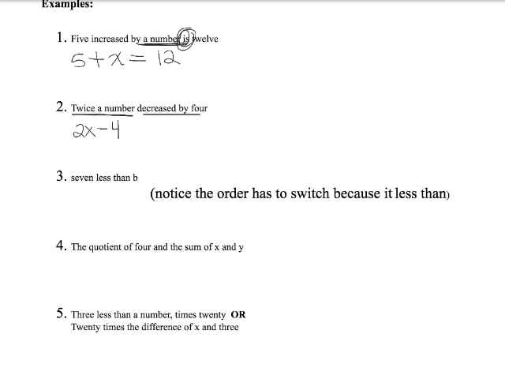Number 3, 7 less than. An alarm should be going off in your head right now. Less than means you need to switch the order this is written in. Less than means to subtract, right? If you're going to take something less than it. Instead of writing 7 minus b, we need to do b minus 7.